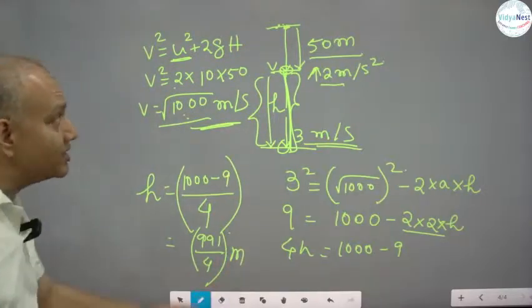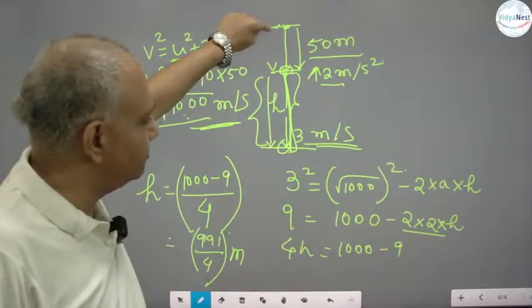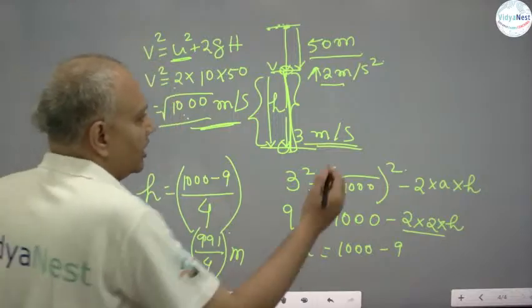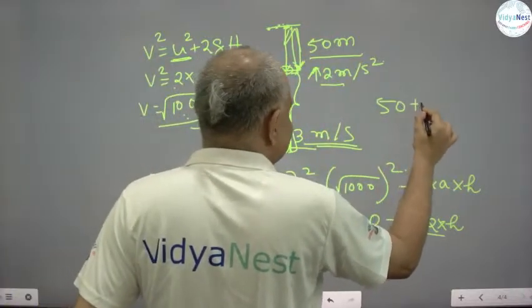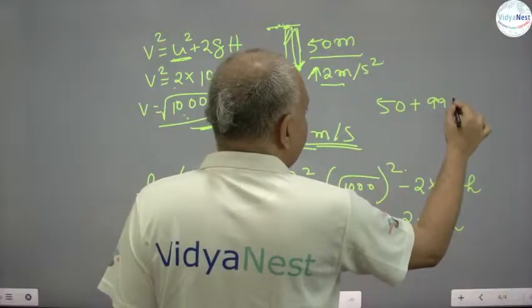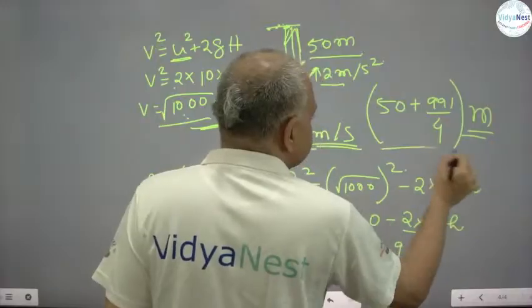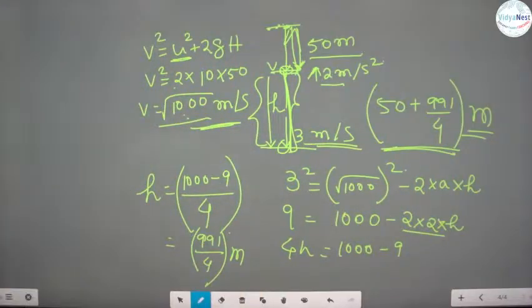So what is the total length he has traveled from when he jumped from the aircraft? What's the total length? Initially 50 meters was there. So 50 plus 991 by 4. This much in meters is what the person with the parachute has traveled. I think you are understanding my point, children.